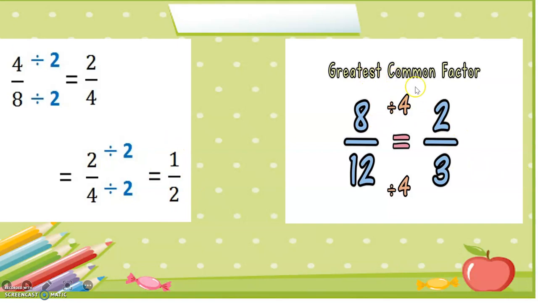Again, using the greatest common factor, 8 over 12. Divide by 4. 8 divided by 4 equals 2, and 12 divided by 4 equals 3. So the simplest form is 2/3.